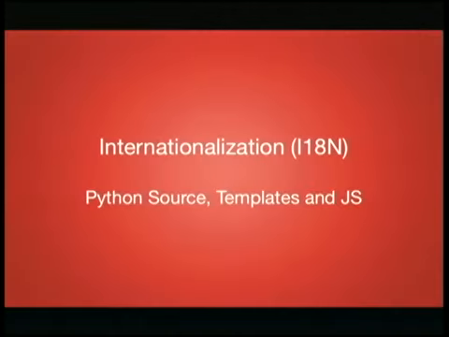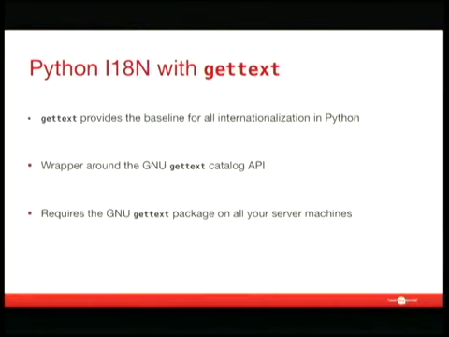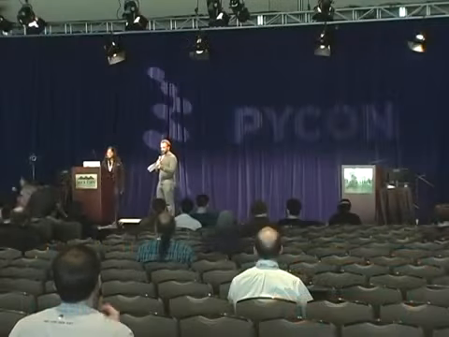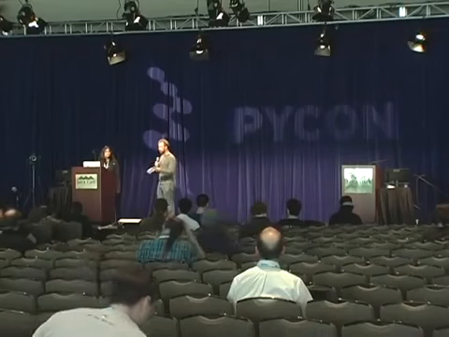So internationalization of Python source, templates, and JavaScript. So that's what you're going to be working on. So the gettext module in Python is essentially the baseline. Let's welcome Ruchi Varshney for Internationalization and Localization Done Right.